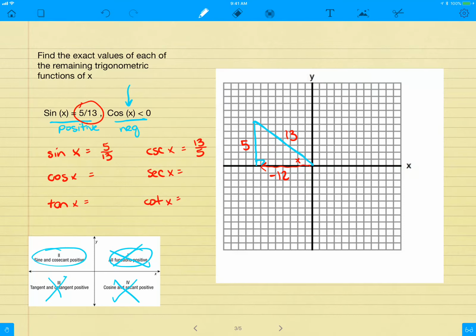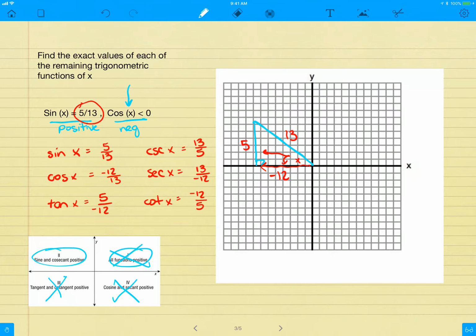Now, cosine for this is the adjacent wall to x. That's the wall right next to x. So that's negative 12 over its hypotenuse, which is 13. We flip that over. That's 13 over negative 12. And again, I don't care where the negative sign goes. Moving on for tangent, that's opposite. This is the opposite wall to x. This is the adjacent, so it's 5 over negative 12. And you would flip that over.